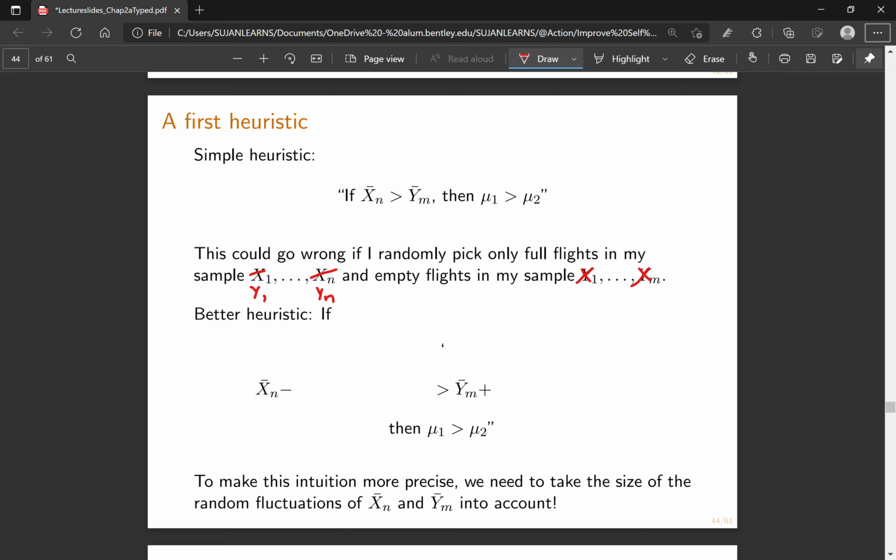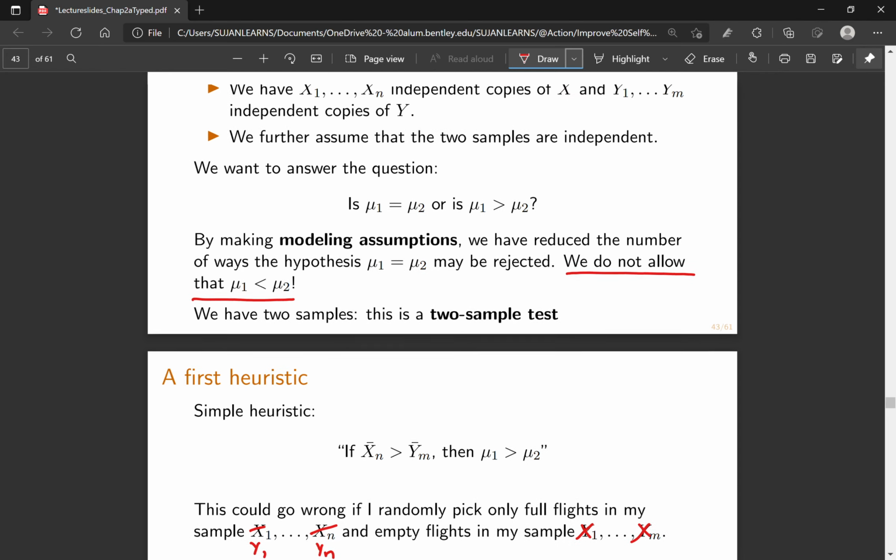Good morning. Today we'll be talking about some statistics. Let's briefly review what we discussed last time.